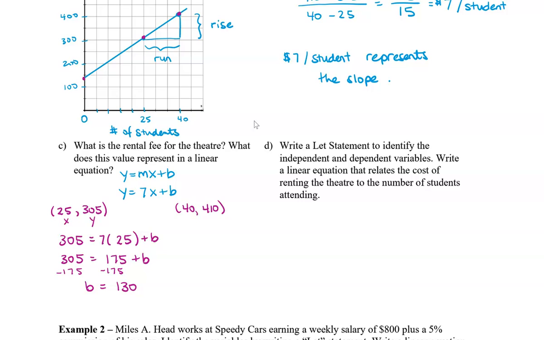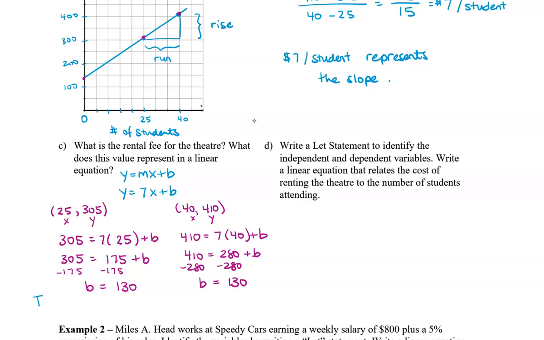All right, if I plug in 40 and 410, a different point, but it's also on my line, this is going to be x and y again. So I have 410 equals 7 times 40 plus b. Okay, so I got 410 equals 280 plus b, minus 280 on both sides, and I find that b is equal to 130 again. So you can see that it doesn't matter which point I use, as long as those points are on the line, the b value will be the same. So this b value is $130.